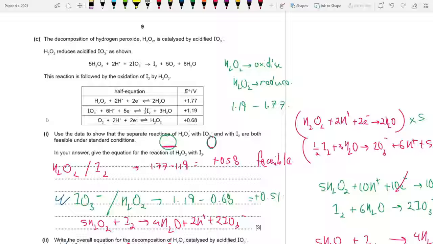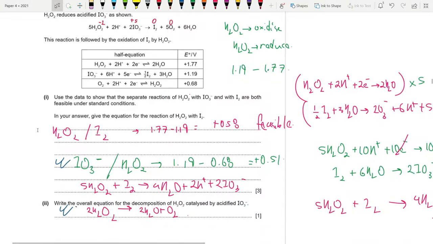Iodate goes from, what is the oxidation number here? It is plus 5, and it's 0 over here. What about oxygen? Oxygen is minus 1 in hydrogen peroxide, and it's 0 over here. So oxygen is basically oxidized and iodine is reduced. Afterwards, iodine is oxidized by H2O2. Now here's the thing. Use the data to show that the separate reactions of H2O2 with iodate and with iodine are both feasible under standard conditions.